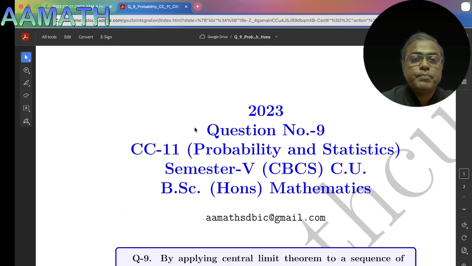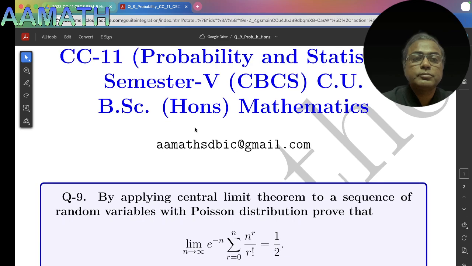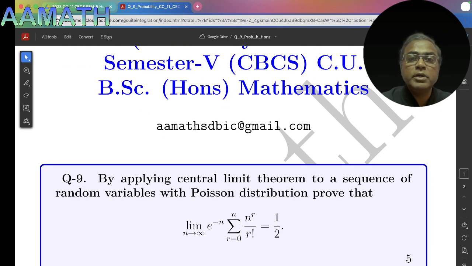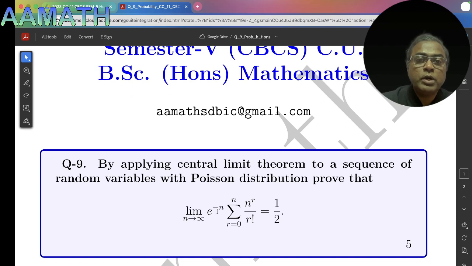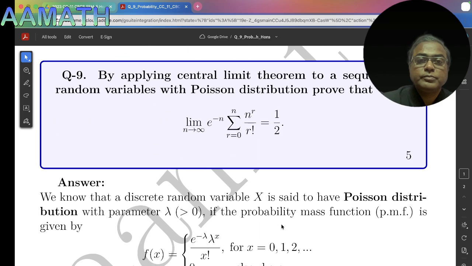Question 9: by applying the central limit theorem to a sequence of random variables with Poisson distribution, prove that the limit as n tends to infinity of e to the power minus n, summation r equal to 0 to n, n to the power r divided by r factorial, equals half.